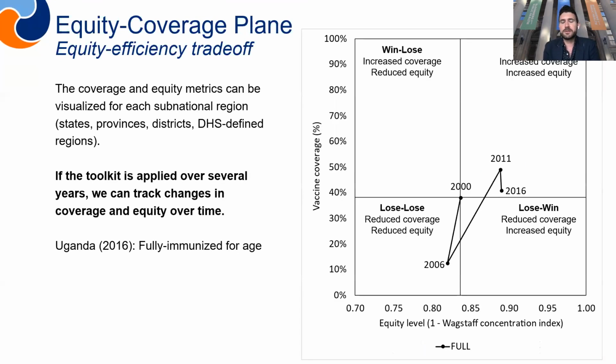We can also track over time across the DHSs for these purposes, or other data sets that are measured in the same way over time, how different countries or regions within those countries are performing with respect to time. So here's an example, again using Uganda from 2000 to 2016, utilizing all of the DHS data, showing the progress in both the equity and coverage dimensions over time.